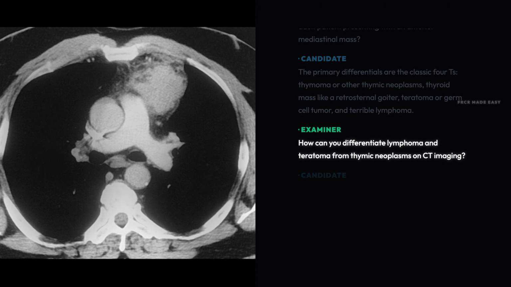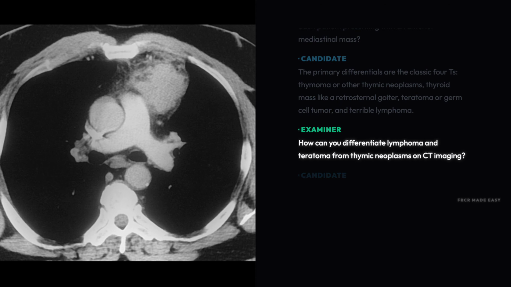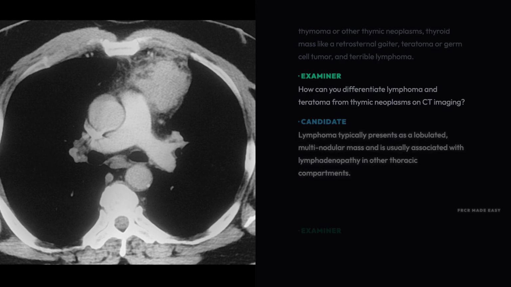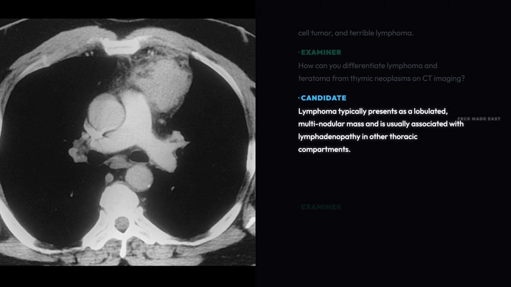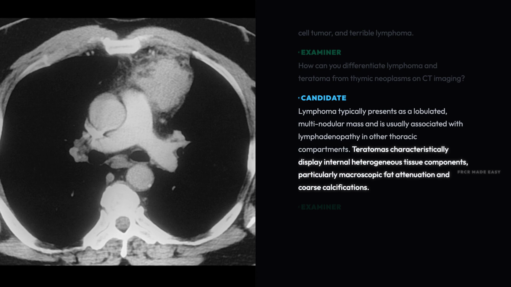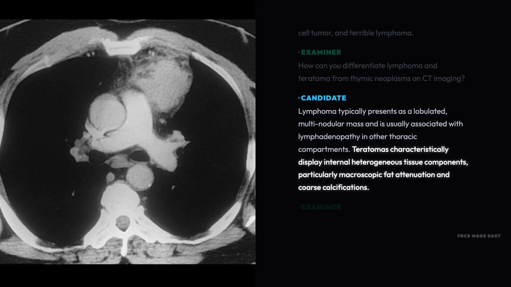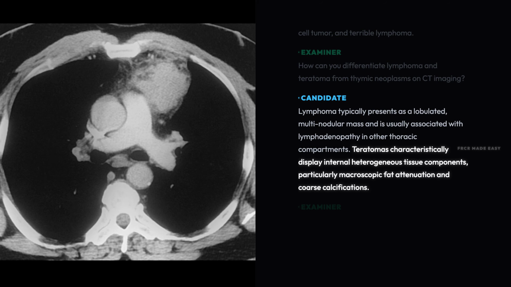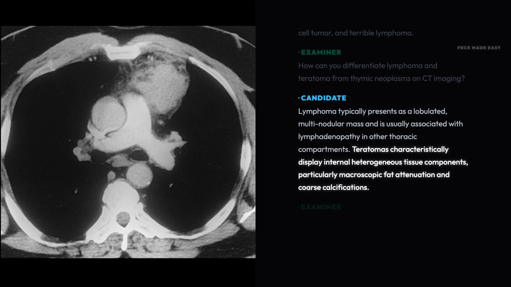How can you differentiate lymphoma and teratoma from thymic neoplasms on computed tomography imaging? Lymphoma typically presents as a lobulated, multinodular mass and is usually associated with lymphadenopathy in other thoracic compartments. Teratomas characteristically display internal heterogeneous tissue components, particularly macroscopic fat attenuation and coarse calcifications.